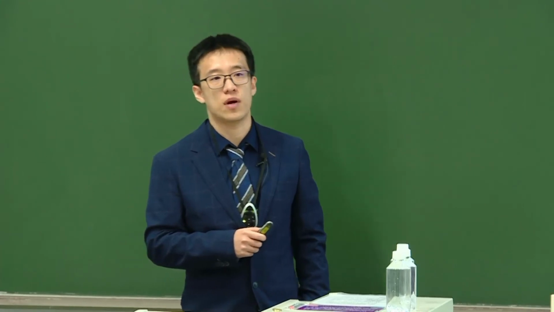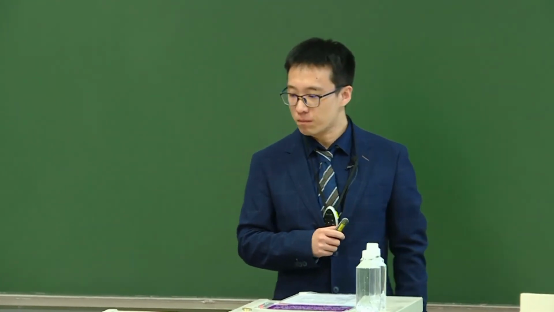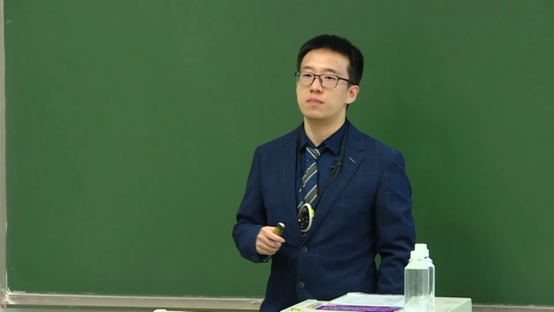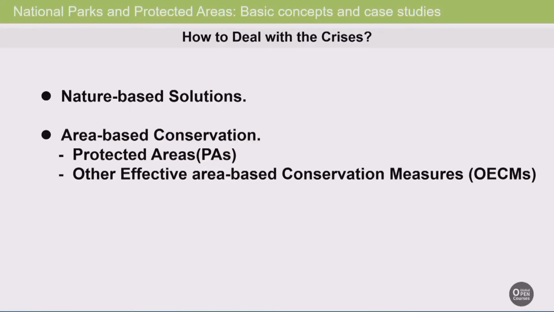So how to deal with this crisis? I think there are many ways, a lot of work we need to do. But one key element is nature-based solutions. That means we protect and restore ecosystems, and then they will provide benefits and products to human beings to deal with this crisis. And in nature-based solutions, one key action is called area-based conservation, which consists of two parts, protected areas and OECMs. I will explain protected areas in detail, and OECMs, we don't have a lot of time to discuss today. If you're interested, you could check OECMs.